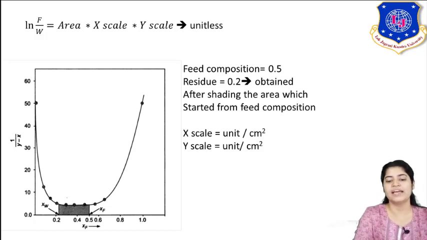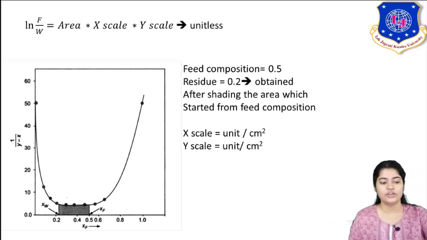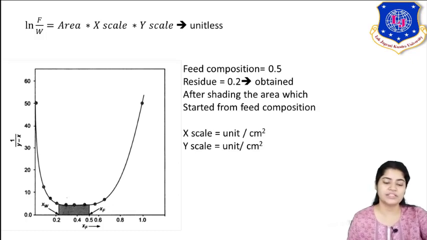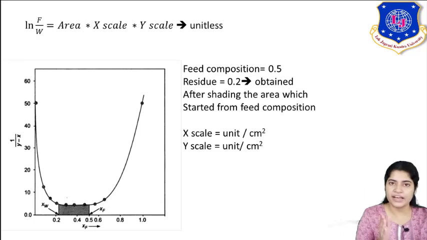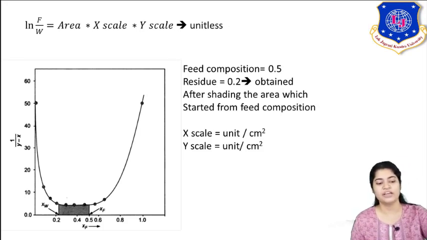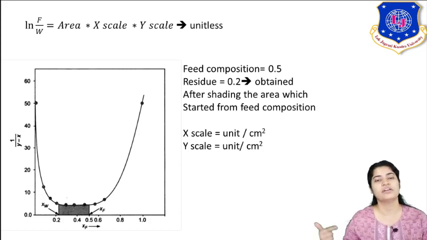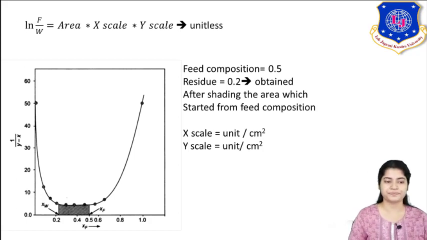So the x scale is what? Some unit per centimeter, and the y scale is some unit per centimeter. Here in the example you can see that 2 centimeters is equal to 0.2 unit for the x scale. For the y scale, 2 centimeters is equal to 10 units. So substituting the values, I will find the area. Suppose I have completed shading, the final point where I stop on the x-axis is your xW. Starting from 0.5 you shaded till 0.2. So your answer is 0.2. Hence you got your residue concentration as 0.2.